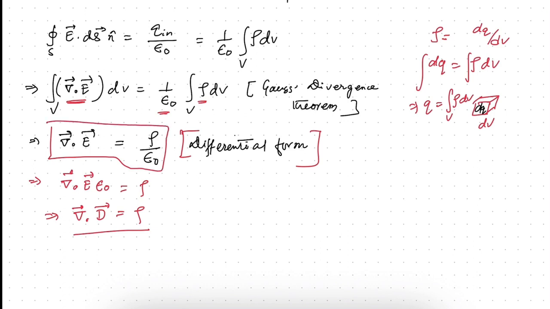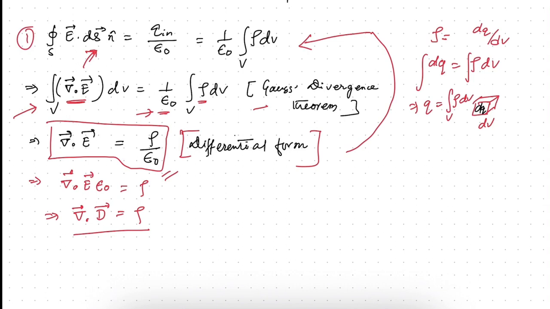Now, in order to convert this one into the integral form, we are just going to reverse the order of all these steps. We start from this equation, take a volume integral on both sides, then apply the Gauss divergence theorem to get this surface integral. That's how we go from the differential to integral form. So this first equation is done.